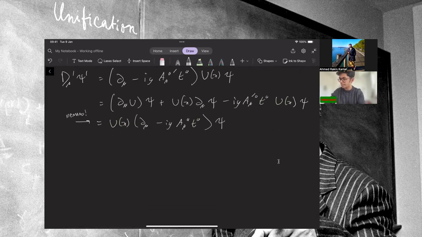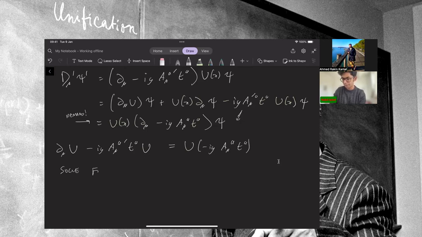If we now equate these two lines and ask what we need A_mu' to do, then we find that we need (partial_mu U) minus i g A_mu^a' T^a U equals U times minus i g A_mu^a T^a. Again, the U is on the right-hand side here and on the left-hand side here, but we can still solve for A.